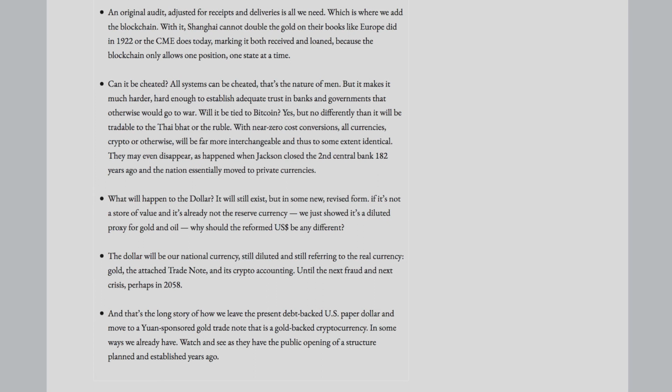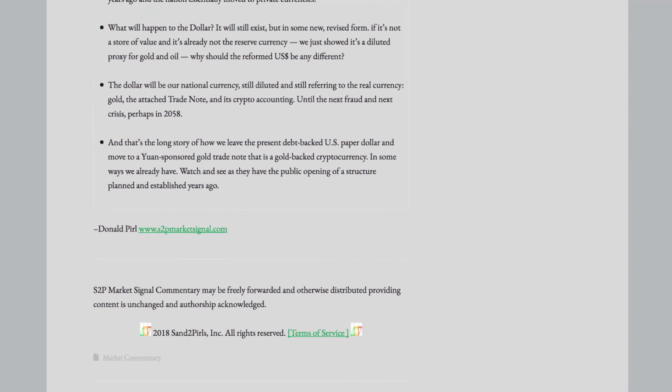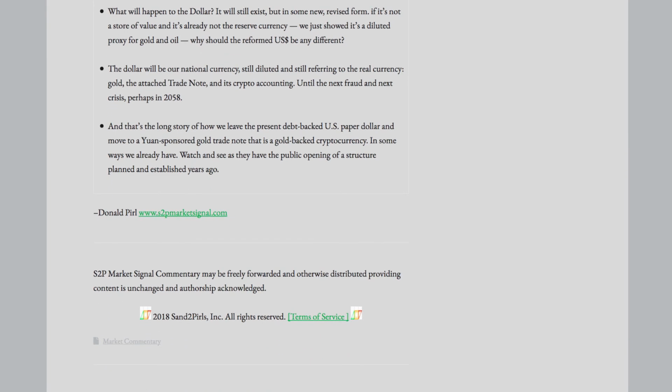With near zero cost conversions, all currencies, crypto or otherwise, will be far more interchangeable and thus to some extent identical. They may even disappear, as happened when Jackson closed the second central bank 182 years ago, and the nation essentially moved to private currencies. What will happen to the dollar? It will still exist, but in some new revised form.